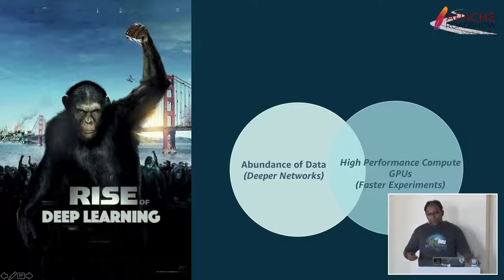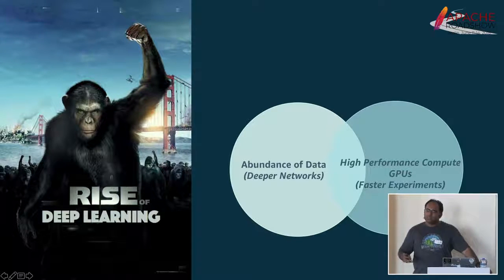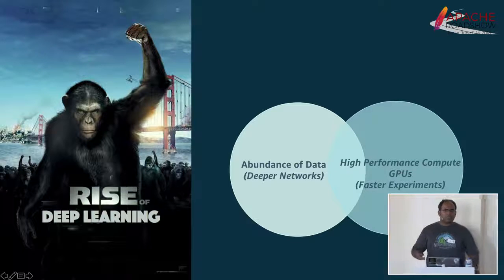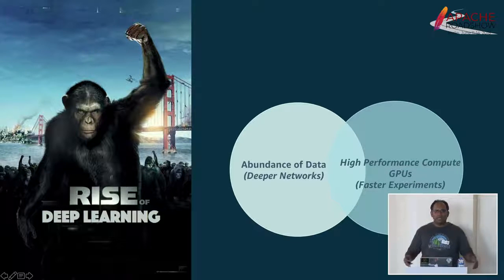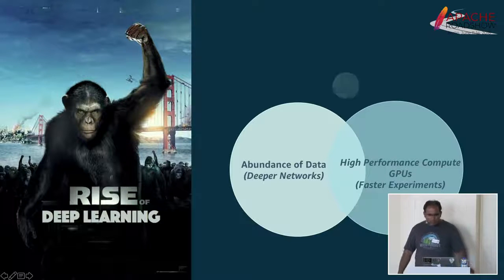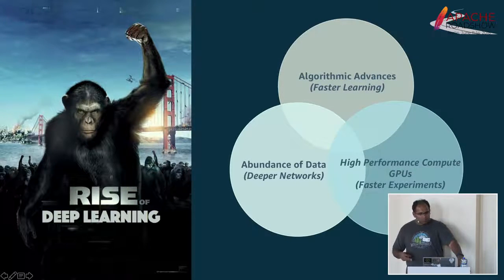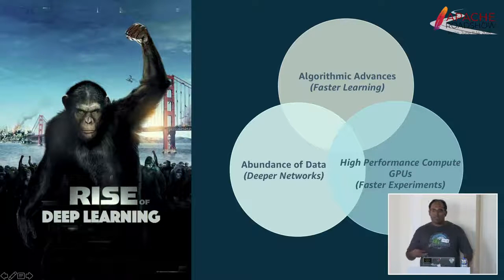In 2009, researchers started using GPUs, and suddenly they were able to create models that were 10 to 20 times bigger and learn much faster. Another thing is that this field is rapidly changing. You see papers coming out every day, algorithmic advances. That definitely helps with faster learning and getting better accuracy.